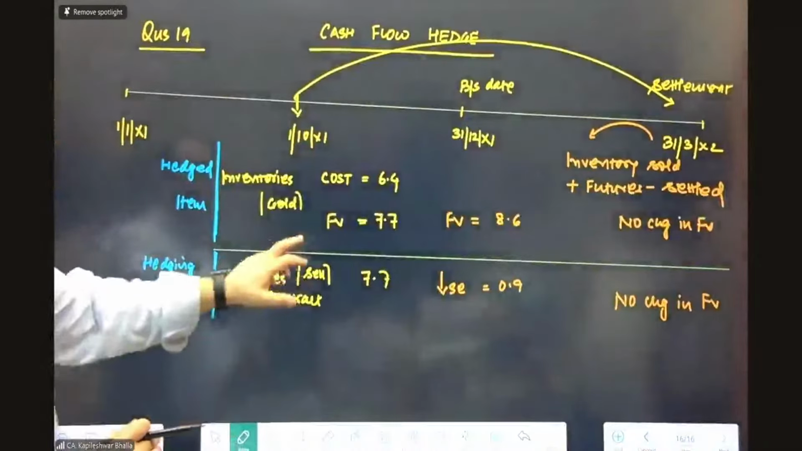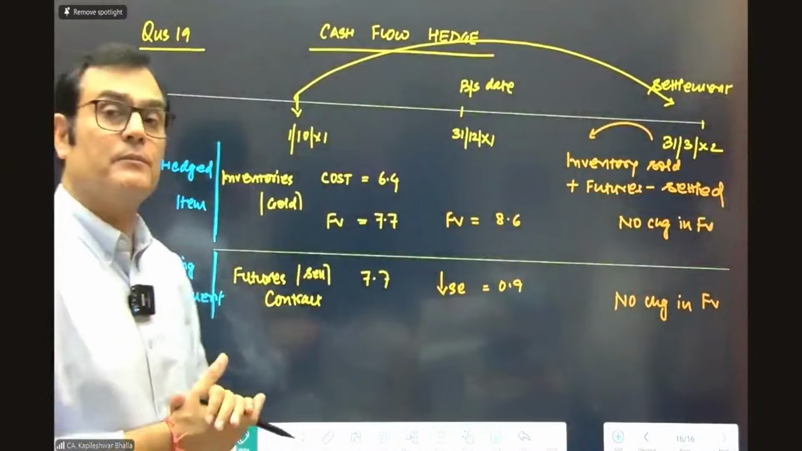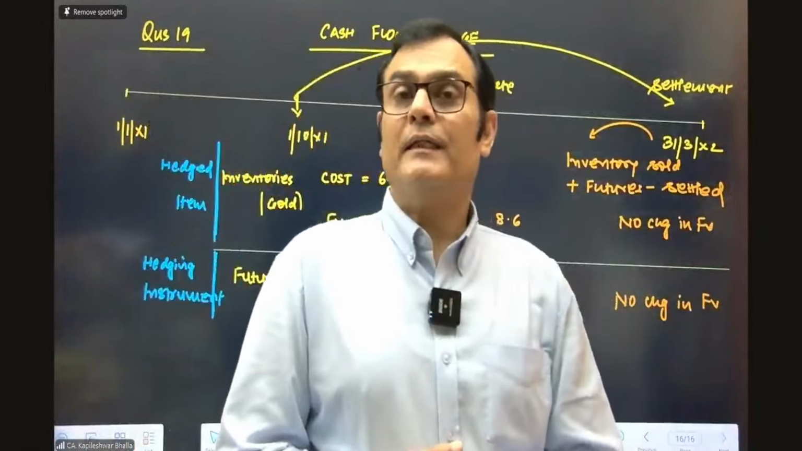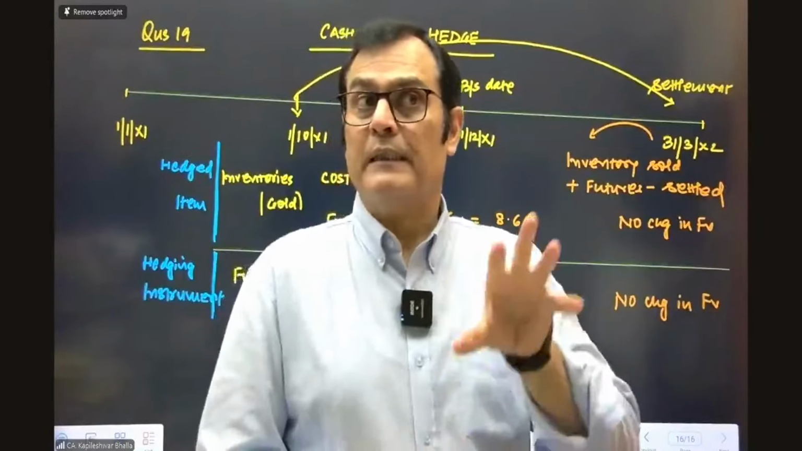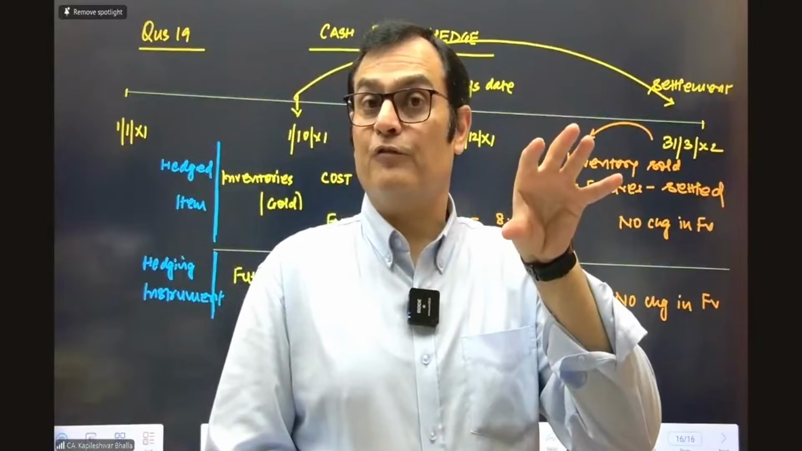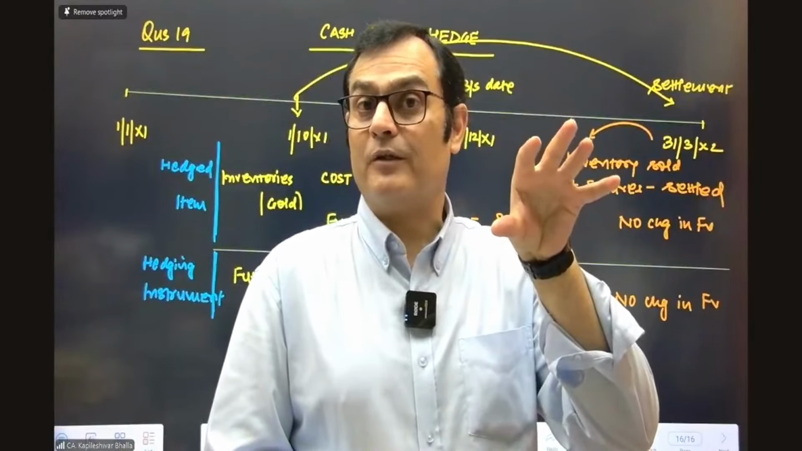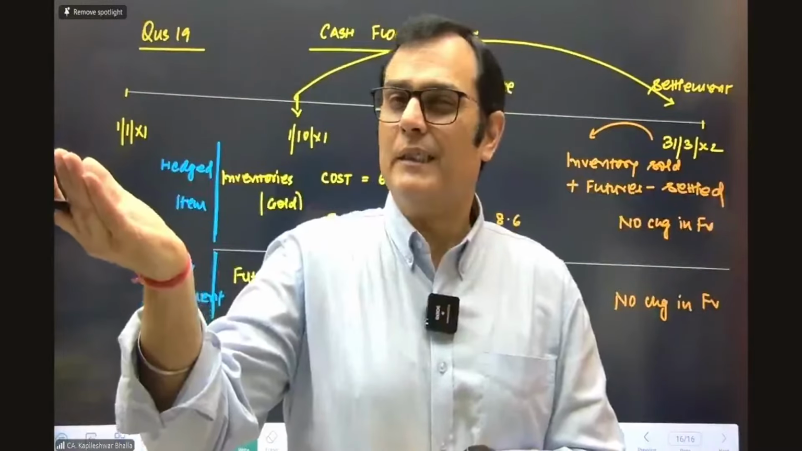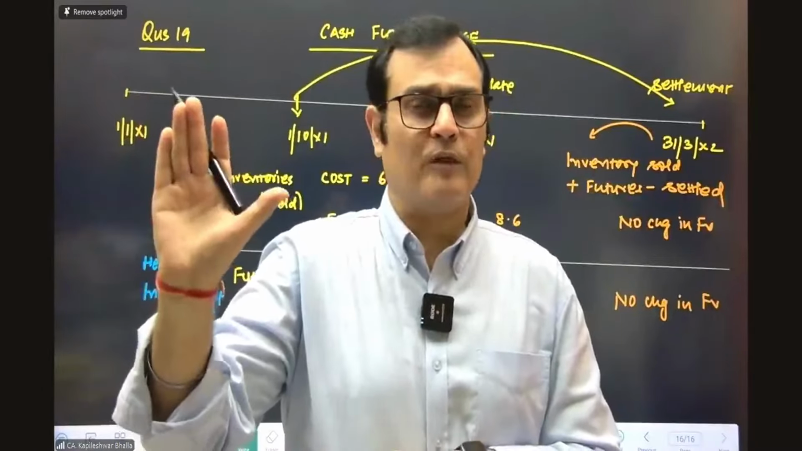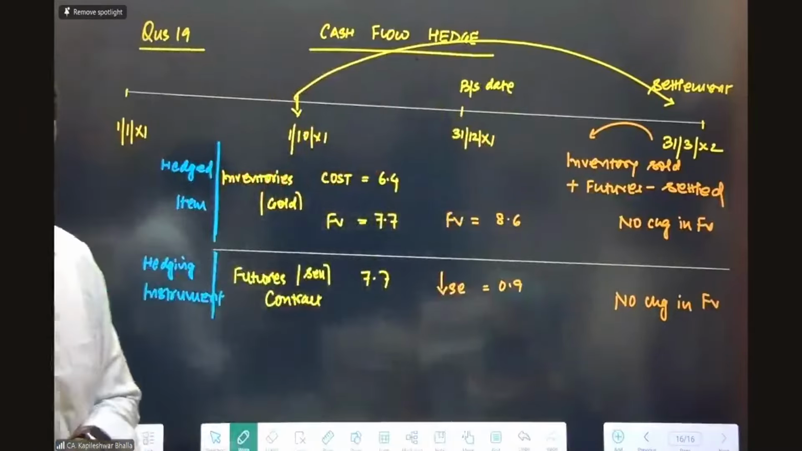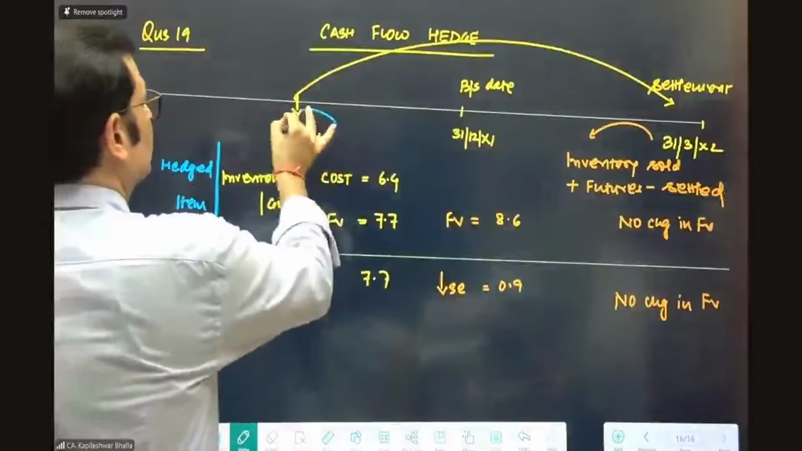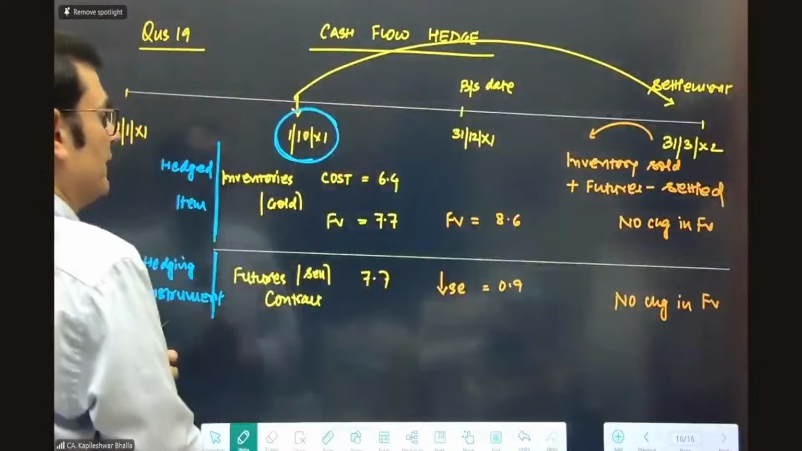So any inputs of that inventory, which is the hedged item, will be captured based on Ind AS 2, or will it be taken at a fair value? In terms of fair value hedge, of course, we take the items at a fair value. But in terms of cash flow hedge, we continue with Ind AS 2 itself. No fair value accounting in this particular case. So let's concentrate on the entries on 1st October X1.